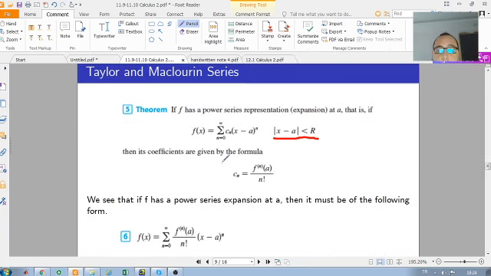By the way, how can we find the formula for the coefficient Cn?